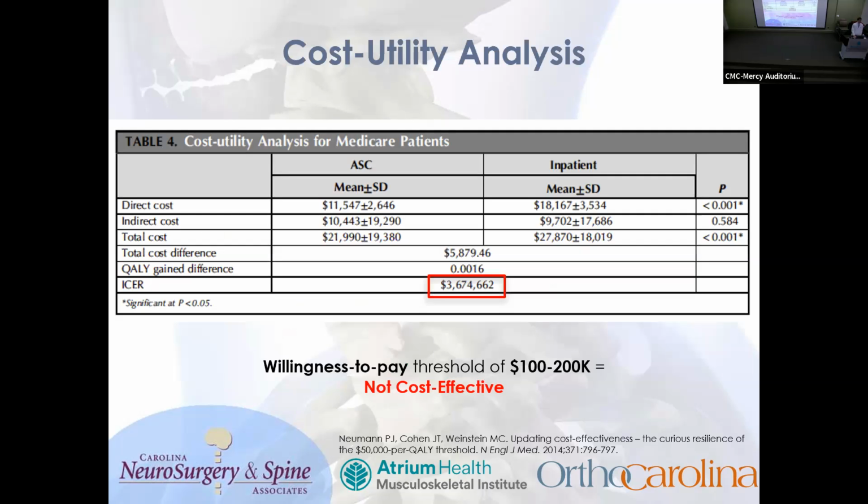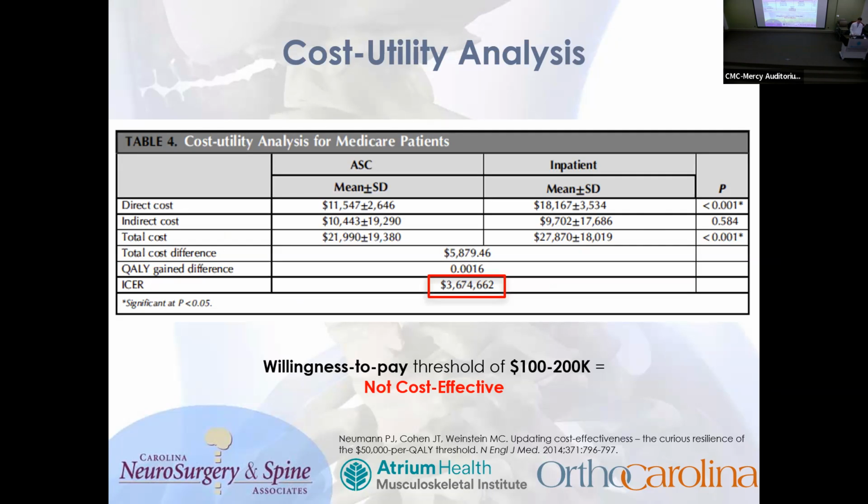So our cost utility analysis, really the meat of this paper. Not unexpectedly, direct costs were significantly higher in the hospital cohort. The predominant driver of that is likely the higher facility fees that you get paid to perform these surgeries in a hospital. Indirect costs were similar between groups because they returned to work at similar rates. So you were left with a total cost difference of almost $6,000.